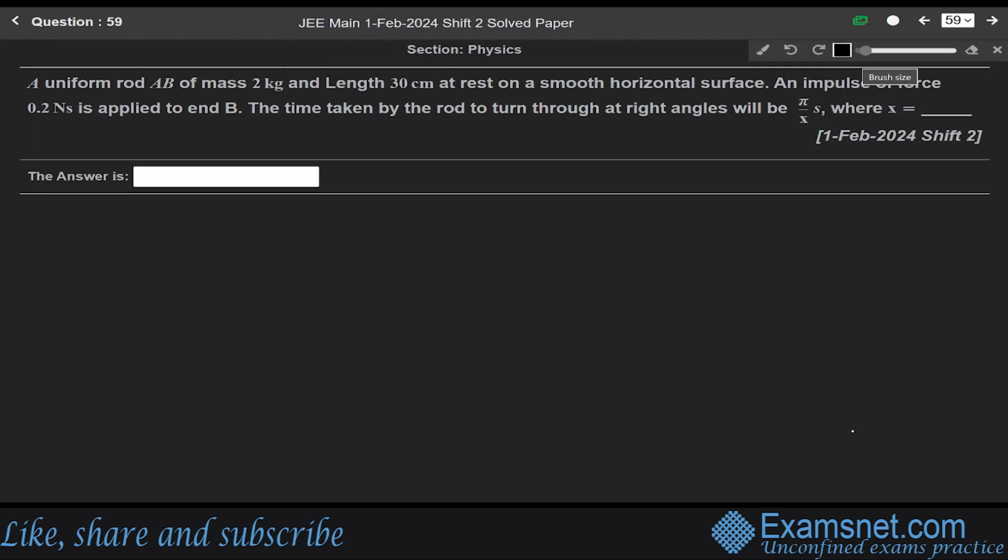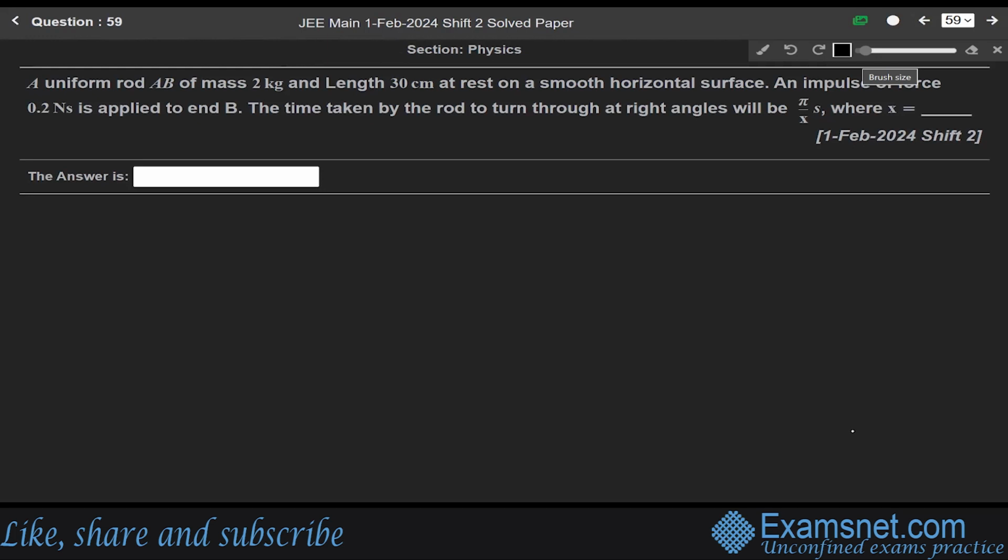So the next question is 59. A uniform rod AB of mass 2 kg and length 30 centimeter is at rest on a smooth horizontal surface. An impulse of force 0.2 newton second is applied to end B. The time taken by the rod to turn through a right angle will be pi over x. We have to find this value of x. Okay. So let us try to understand this question.